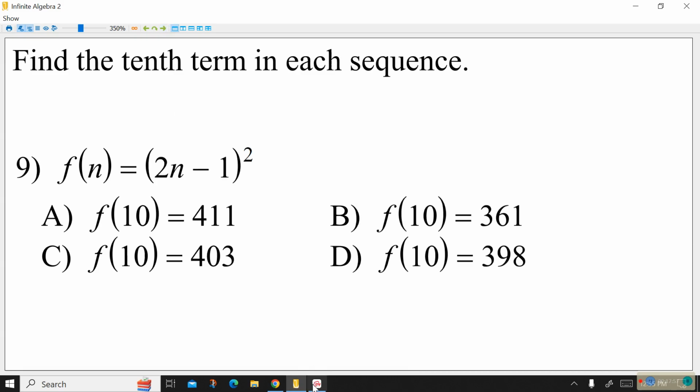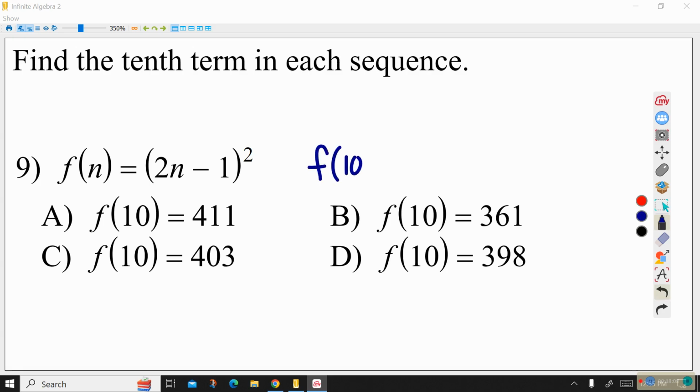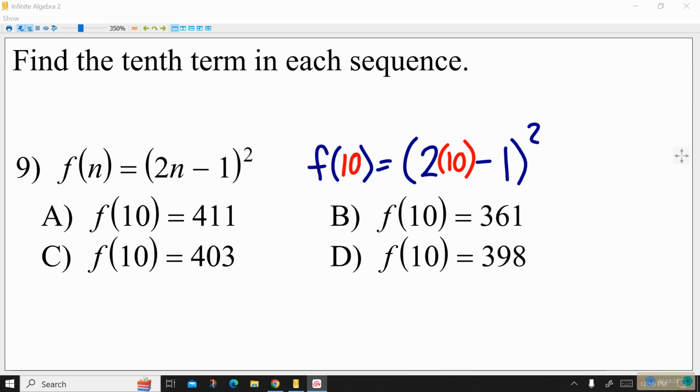For number 9, we're going to go through here and plug in the value we need. In this case, the value that we want is f of 10. So I'm going to copy everything except for the n. What I usually teach my students is to put a blank parentheses for n, and we'll put the number inside of those parentheses. So I have everything in blue, so let's put a little 10 right here too. Now let's finish up our calculation.